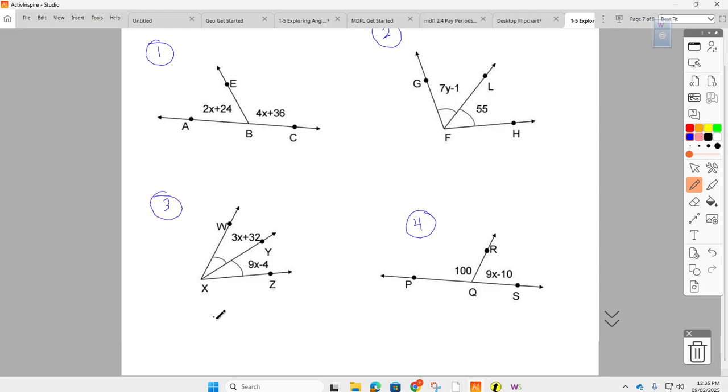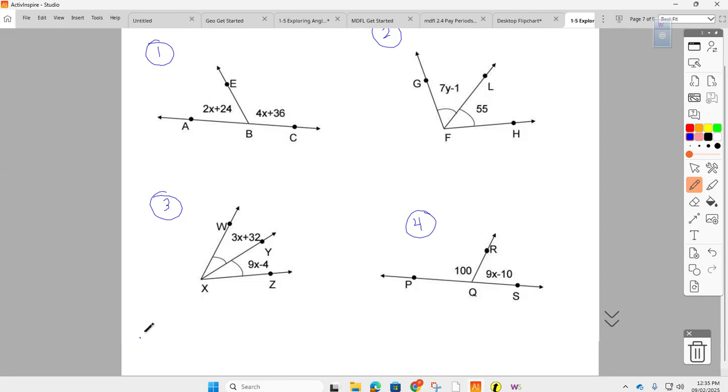Linear pairs. They are supplements. Yes, they're supplements of one another. So angle ABE and angle EBC are a linear pair, which means that together they add up to 180.